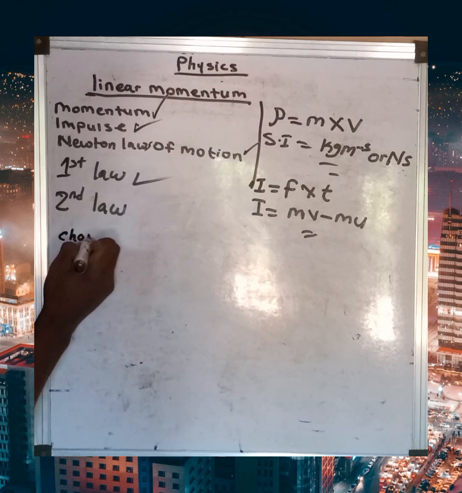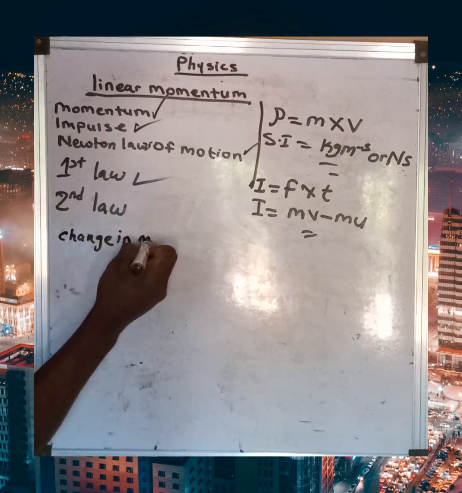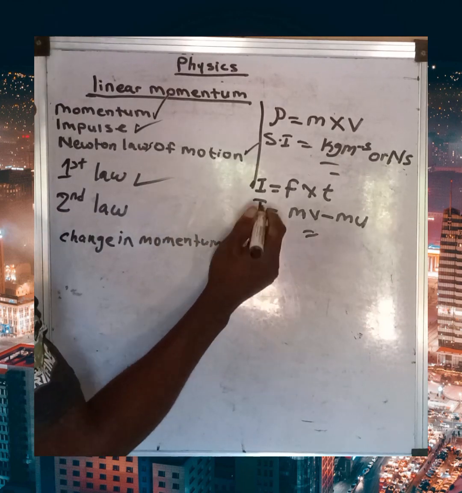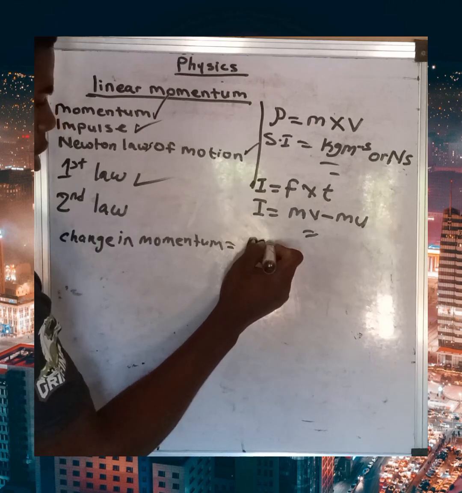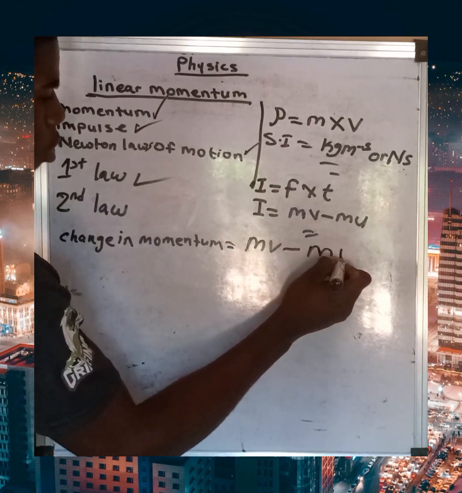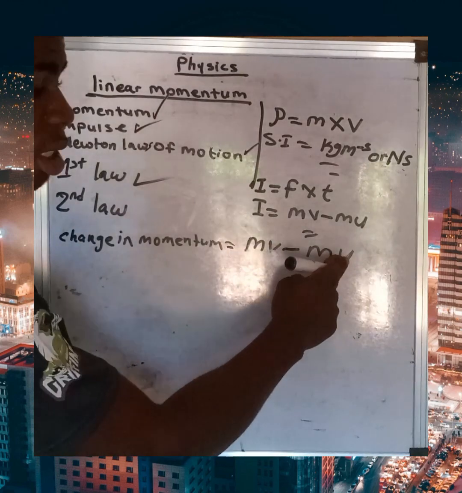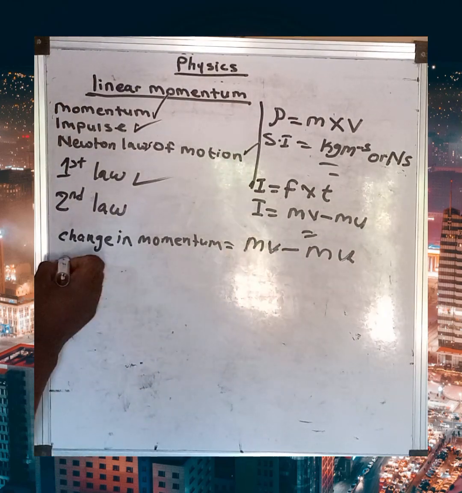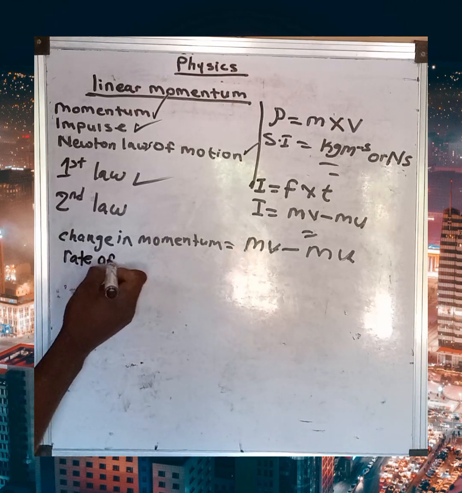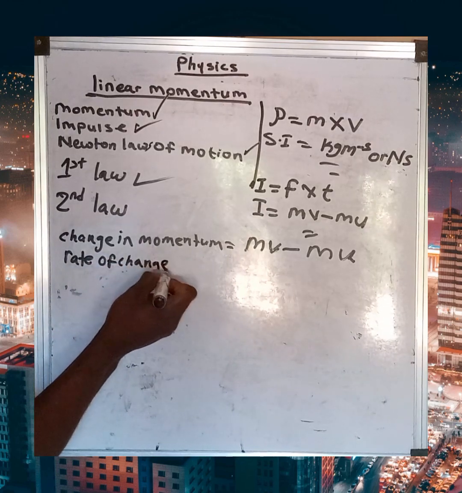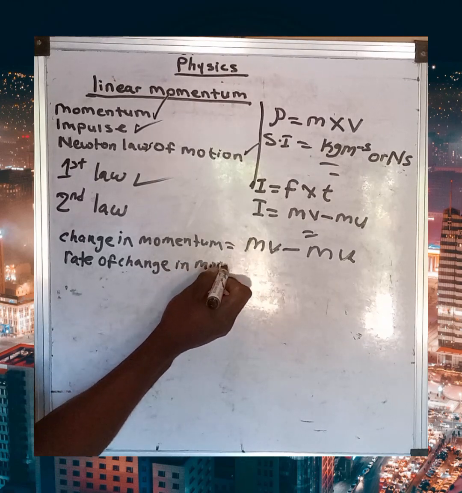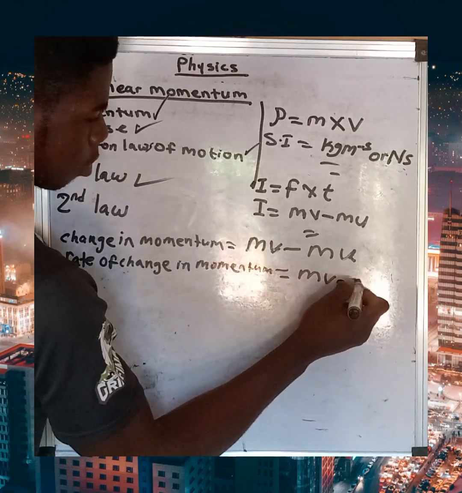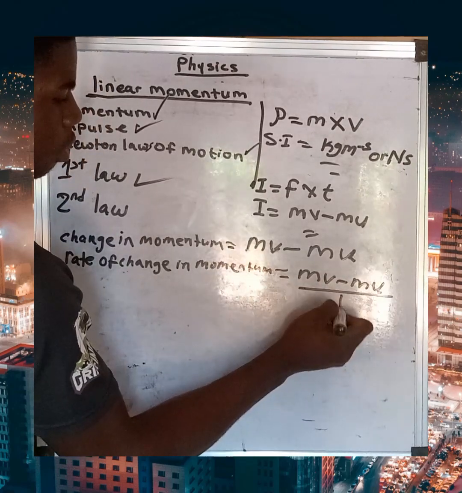Change in momentum is this. Remember that momentum is mass times velocity, so mv minus mu. This represents the final velocity, while this represents the initial velocity. So change in momentum is given like this. The rate of change in momentum is given as this. Now, because it is a rate of change, we are going to introduce time here.